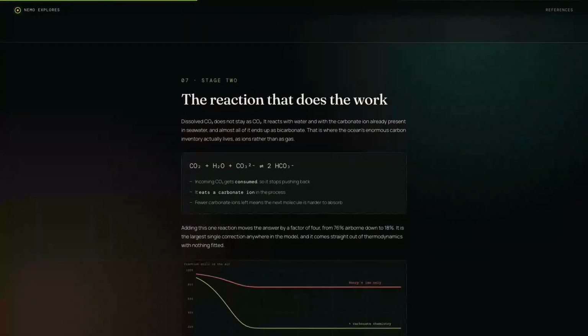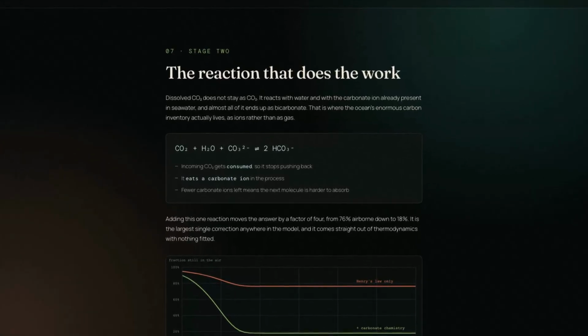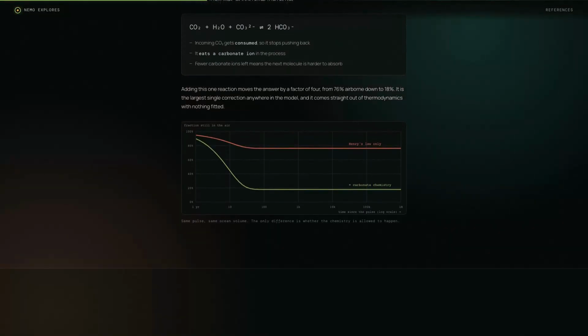Then allow one reaction: the dissolved gas taking water and a carbonate ion to make bicarbonate. And the answer moves by a factor of 4, down to 18%.